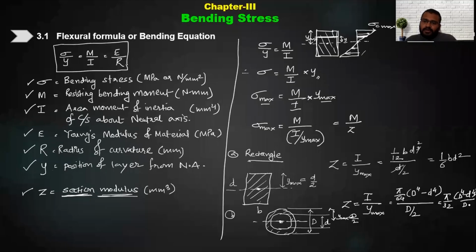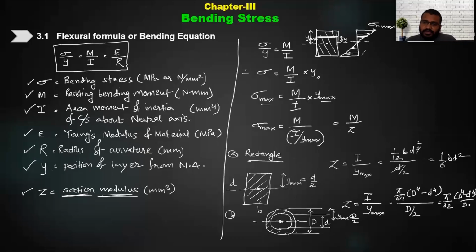So for section modulus, you need not remember the formulas, but you have to remember that section modulus is nothing but inertia upon y, because moment of inertia and y are the parameters. Both these parameters depend on the geometry of the cross section. They depend on the geometry of the cross section. That is why we calculate the section modulus.